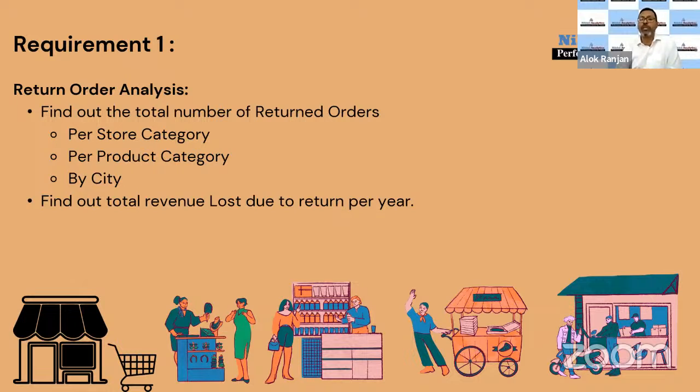So here we have a few requirements which the client has given to us. The first requirement is that the client wants to know about their return orders. Find out the total number of return orders per store category, per product category, and by city. From which city are we getting more returns, from which product category are we getting more returns, and which stores are getting more returns. Returns are nothing but a kind of loss. So how much loss in revenue is happening because of the returns is the first analysis we have to do here.